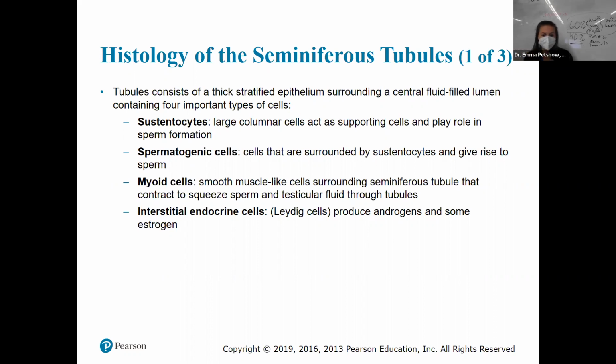Your myoid cells are muscle cells. They're going to surround that seminiferous tubule, and they're going to actually help squeeze sperm and fluid through the tubules. Myoid, I think muscle starts with an M, so that's helpful. And then your interstitial or Leydig cells are going to be those endocrine type cells. So they are going to produce your androgens and a little estrogen to help control this process, increase or decrease.